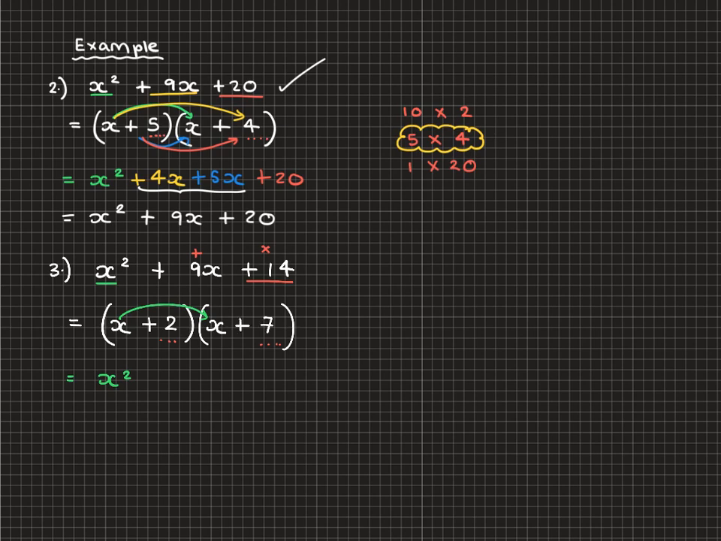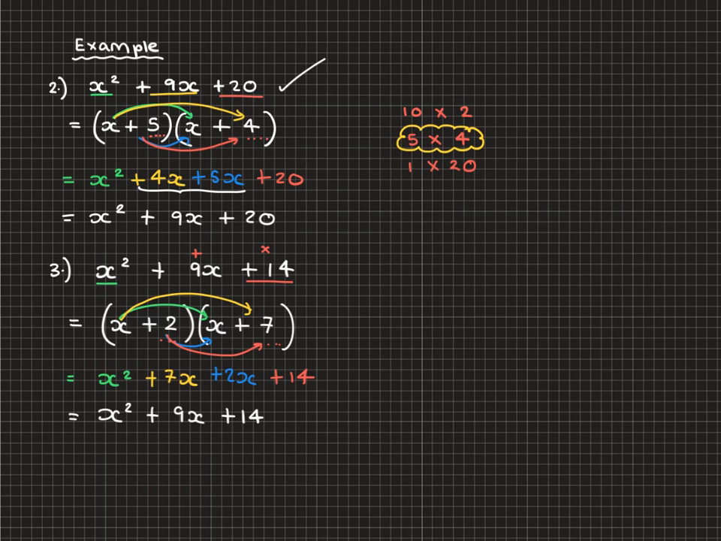Let's just finish off the expansion by checking it. So x multiplied by 7 gives us 7x. 2 multiplied by x gives me 2x. 2 multiplied by 7 gives me 14. And then I can simplify x squared plus 9x plus 14. And we are finished.